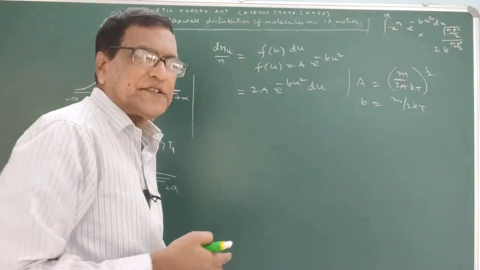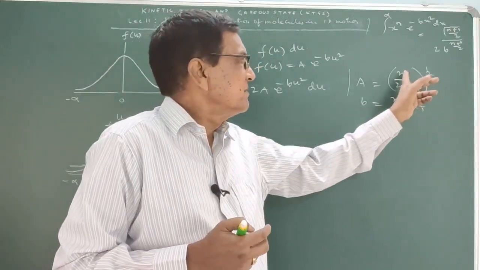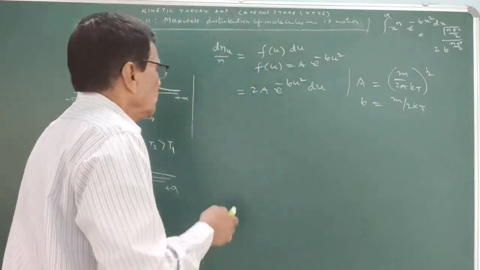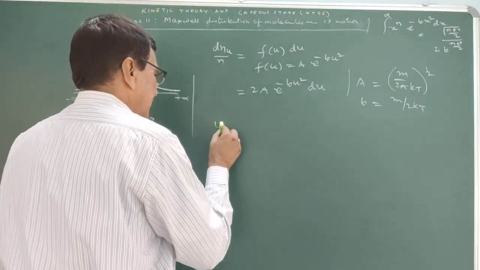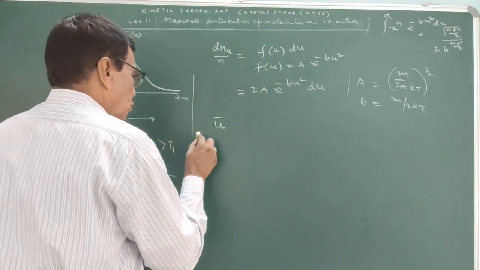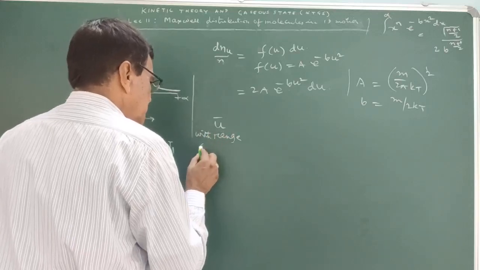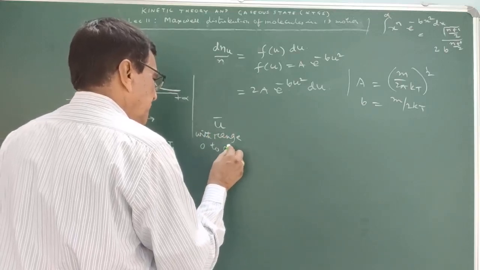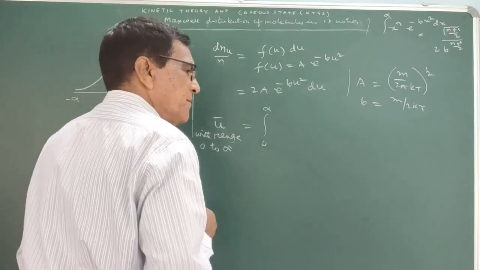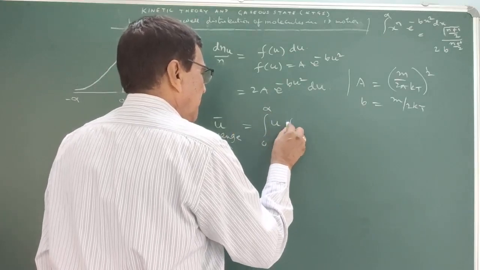These values depend on the nature of this gas, meaning the molecular mass and the temperature. And so, if we calculate this average value of x component velocity with the range 0 to infinity, then it will be the integral from 0 to infinity of u f(u) du.